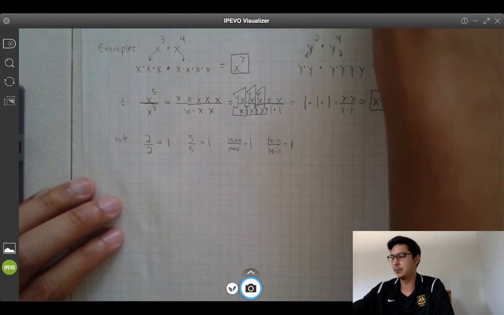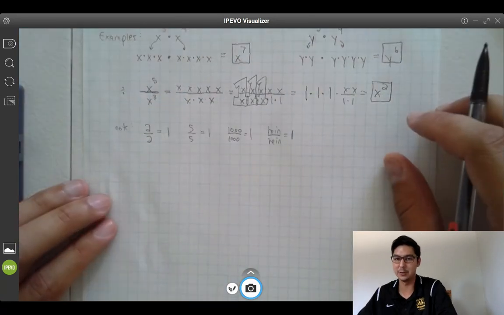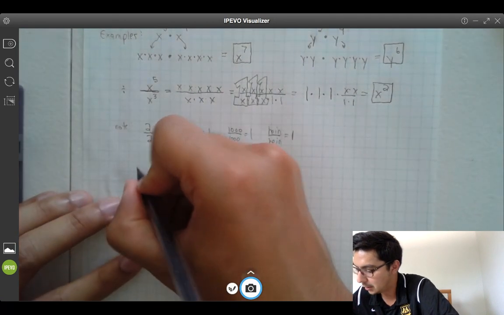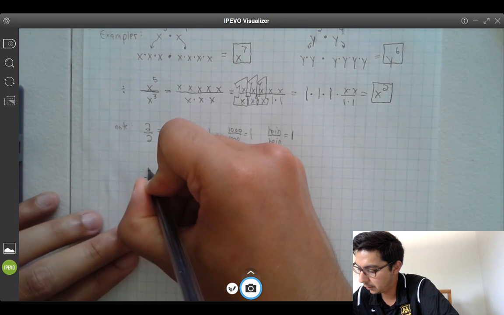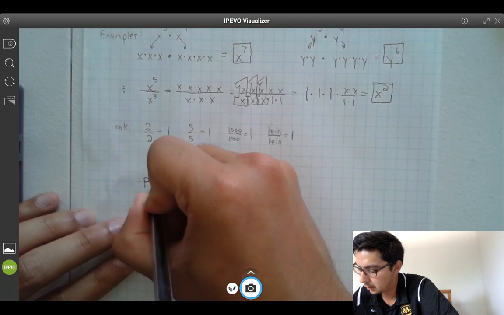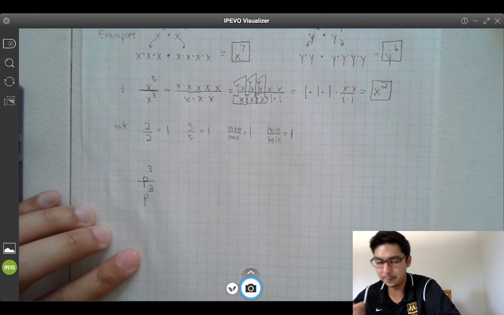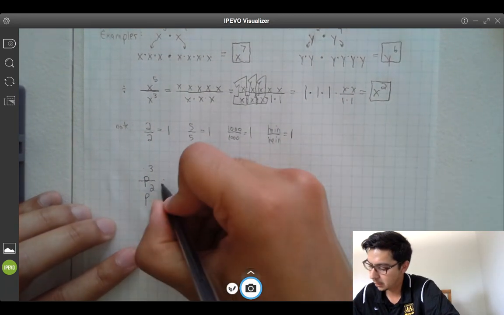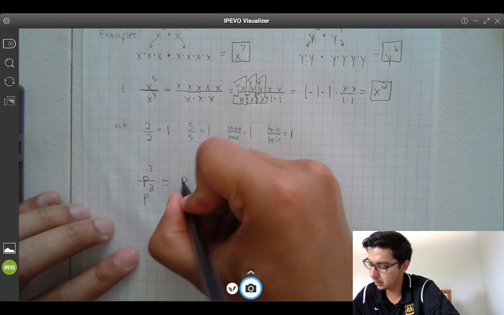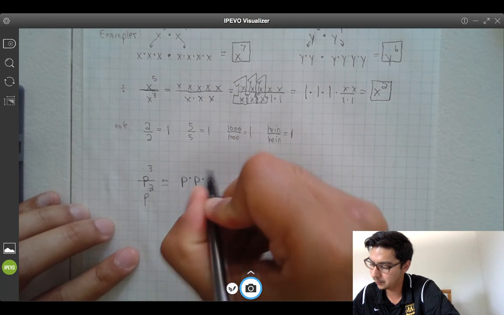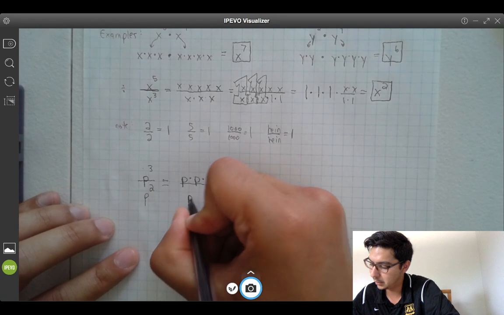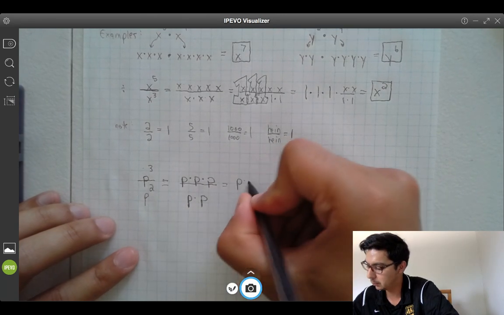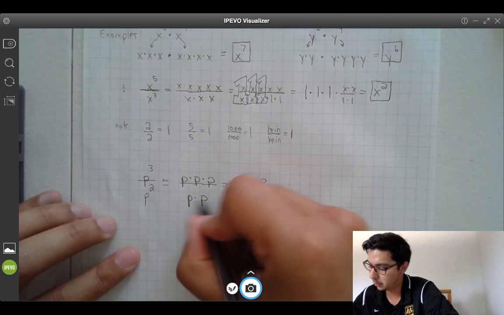I'll show you another one. And again, we'll talk about the shortcuts later if you don't see them yet. But what if you had, let's say, p to the third divided by p to the second. Okay. So if we write this out, on top you'd have p times p times p. And on bottom, you'd have p times p.